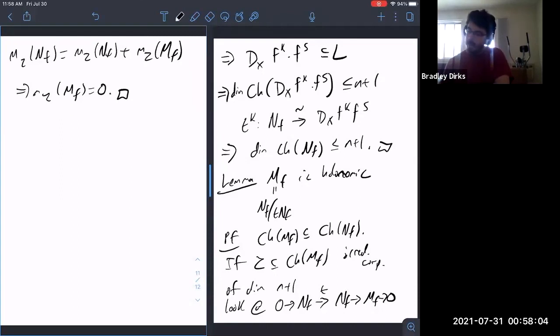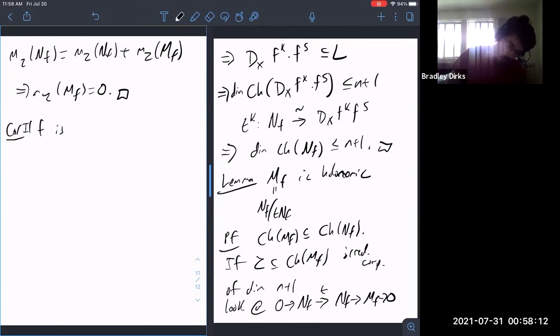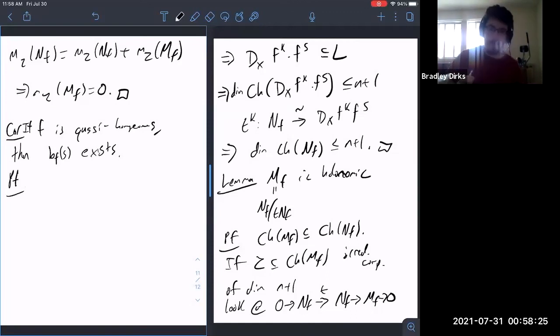Okay, and maybe I will just right now say, okay, so then the corollary is: if f is quasi-homogeneous, then the b-function exists. Proof. Right, so I'm going to end today with just showing that in the quasi-homogeneous case that we've been working with, the b-function exists. And then we'll start next time by proving that this implies it in general.